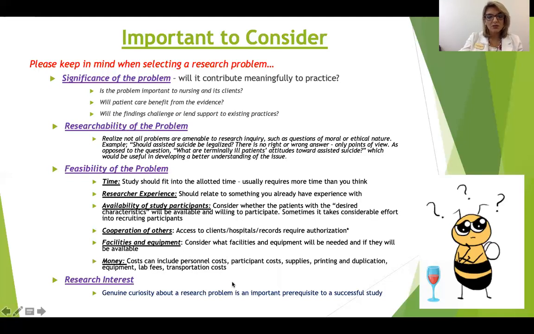And of course, and most important, research interest. Definitely, like we had said in the very beginning, you want to research a problem that is really something important to you because you're spending a lot of time reading it. So you want to really put a good effort with some passion behind it.